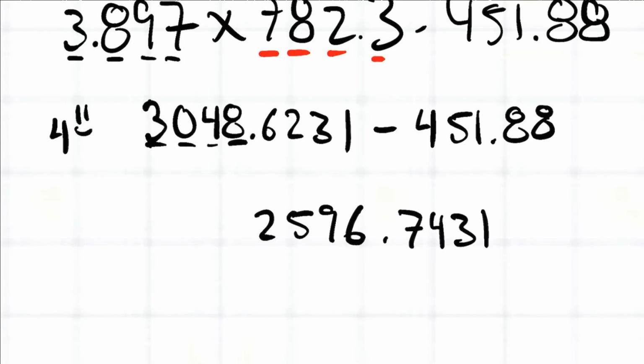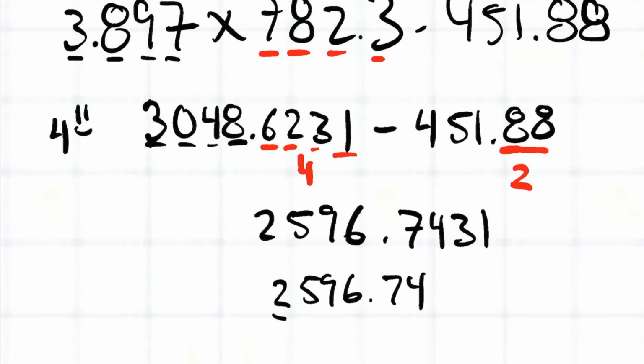2596.7431. And because we're subtracting, we're going to use the smallest number of decimal places. So this is 2, 4. And so we're going to use the 2 because that's smaller than 4. So it's 2596.74. That would be our final answer if we did it in that order.